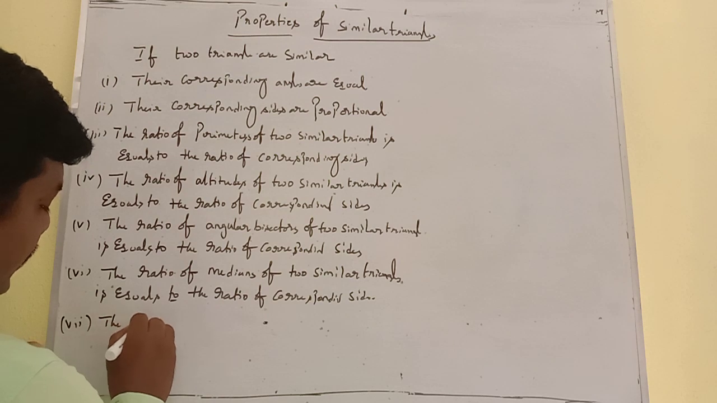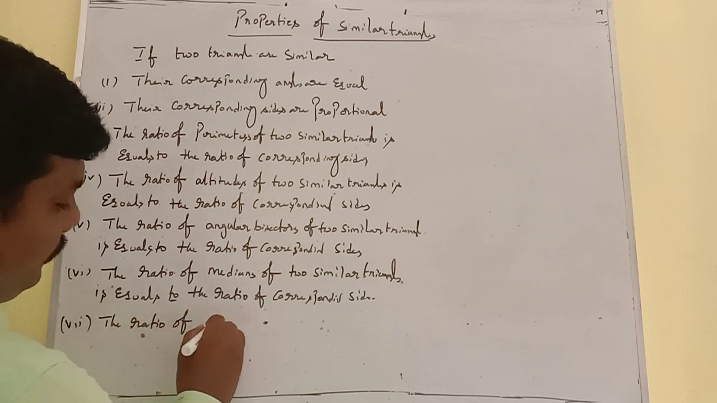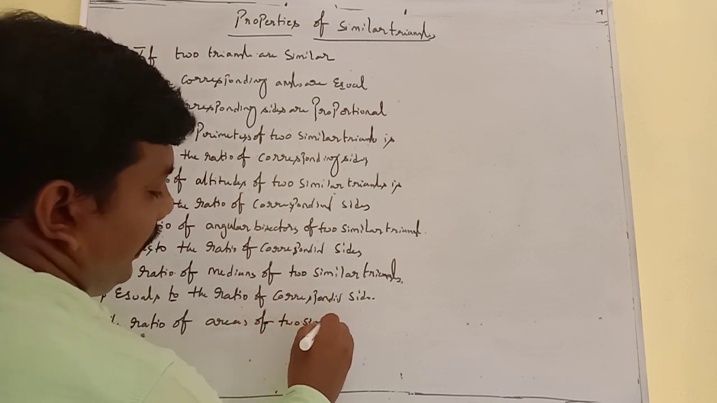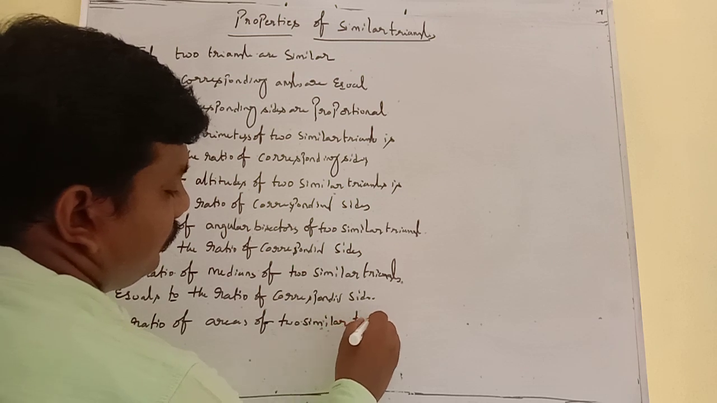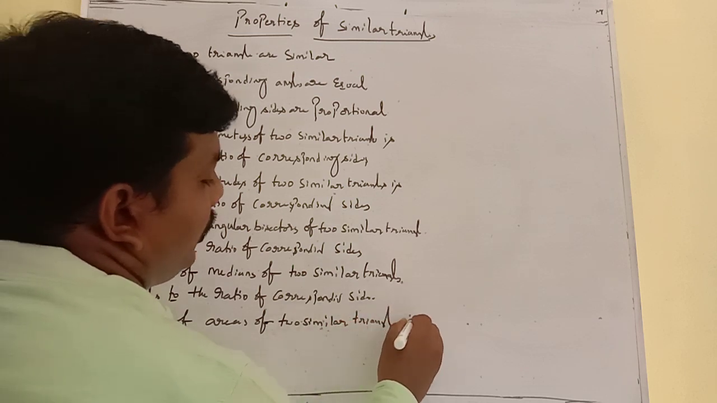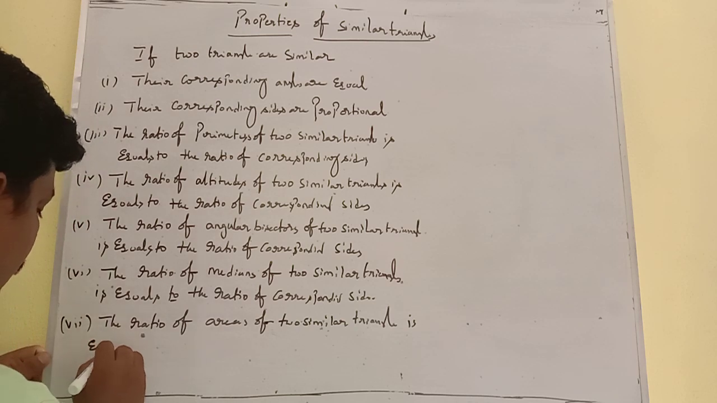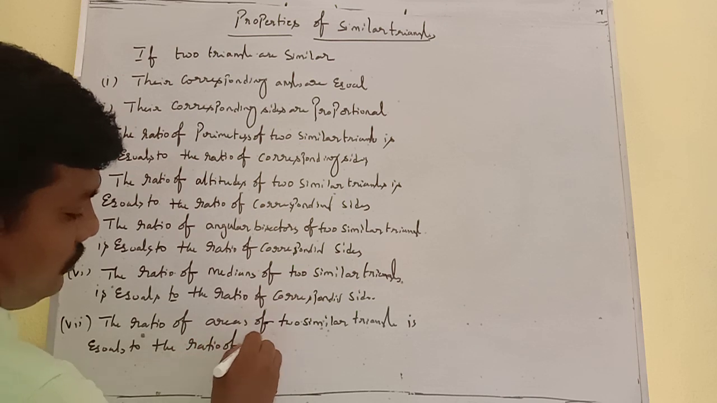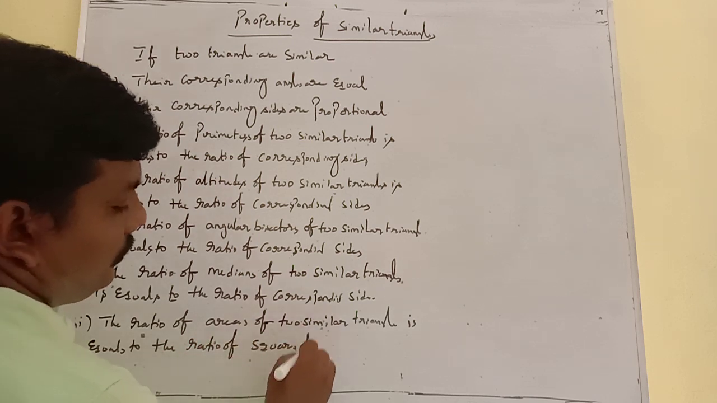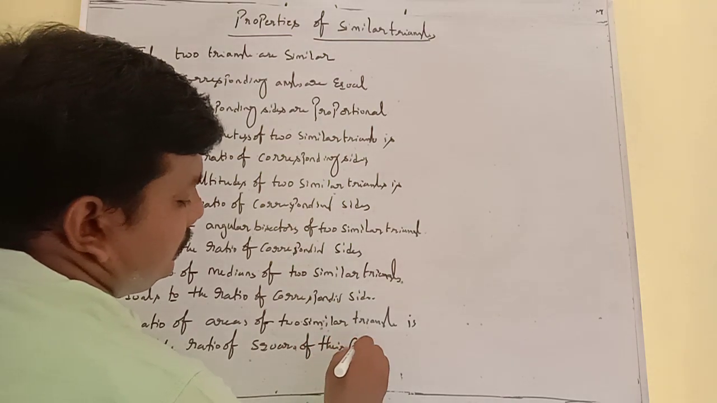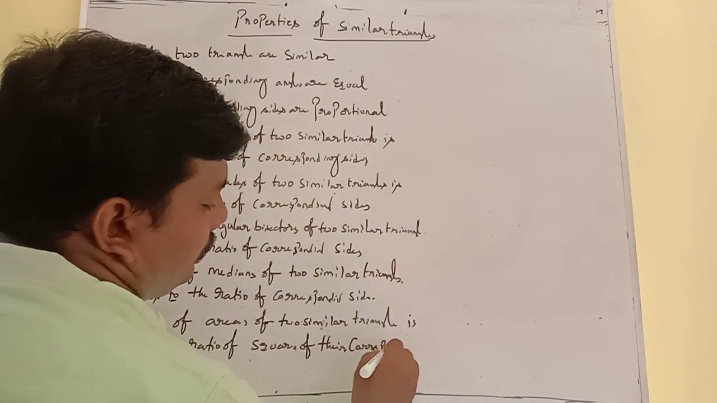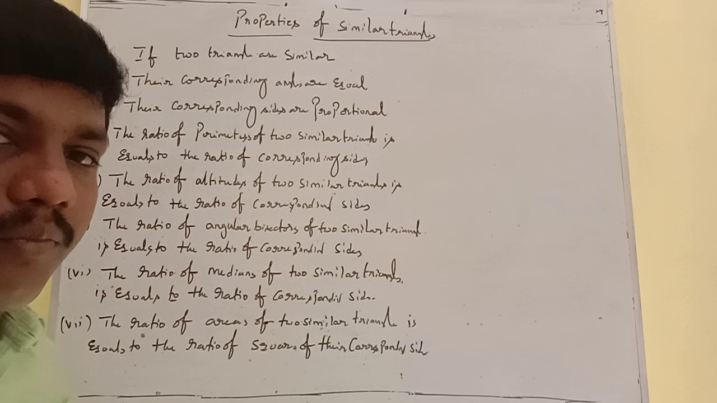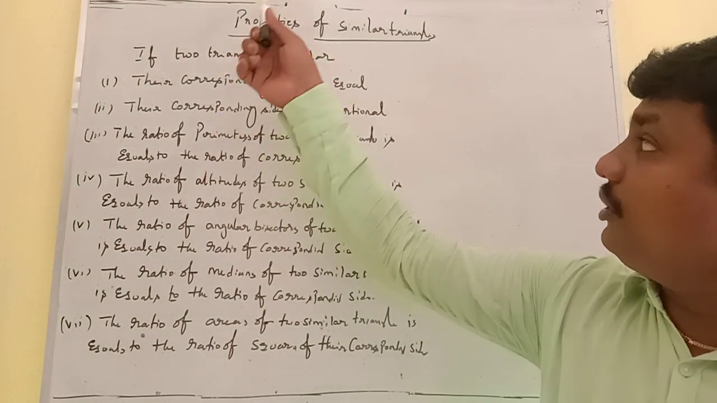Then the seventh point is that the ratio of areas of two similar triangles is equal to the ratio of squares of their corresponding sides. These are the 7 points we have to remember about the properties of similar triangles.